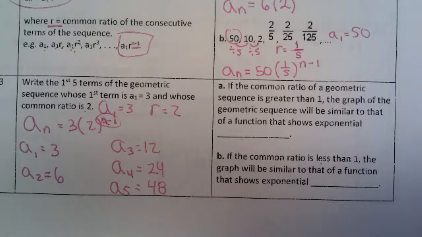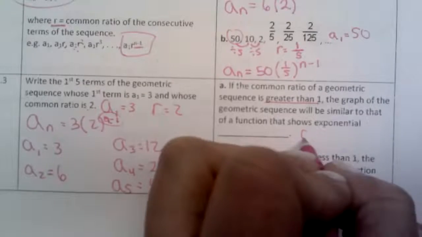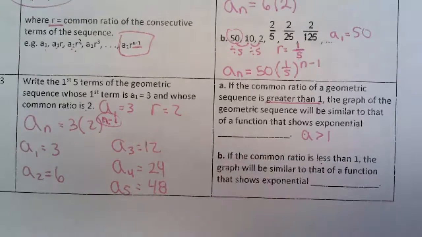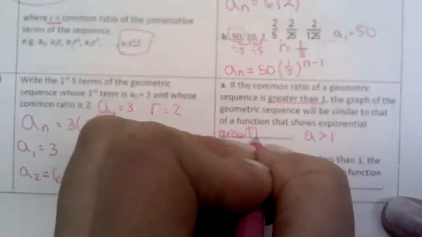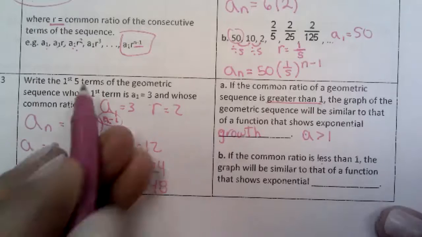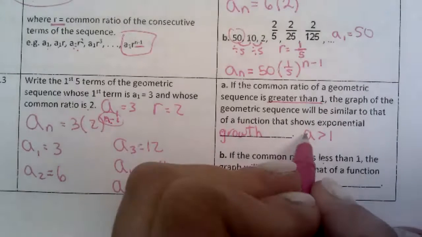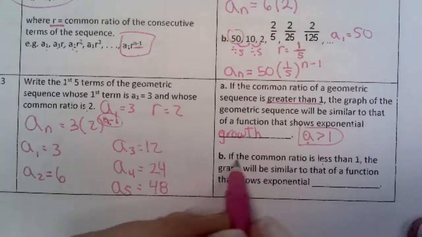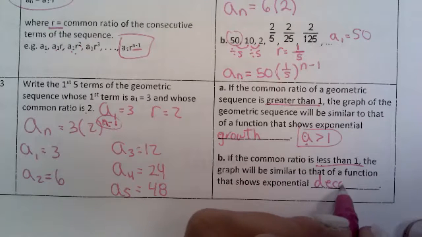The common ratio tells us a couple of things. If the common ratio is greater than 1, that's essentially like our a being greater than 1 in our exponential functions. It's going to show exponential growth. Remember that this is not a in our common ratio for geometric sequence. This is r, but like I said, it's similar to that a being greater than 1. If the common ratio is less than 1, then that means it shows exponential decay.